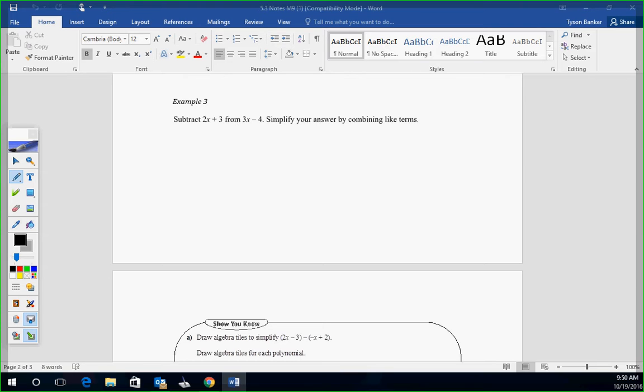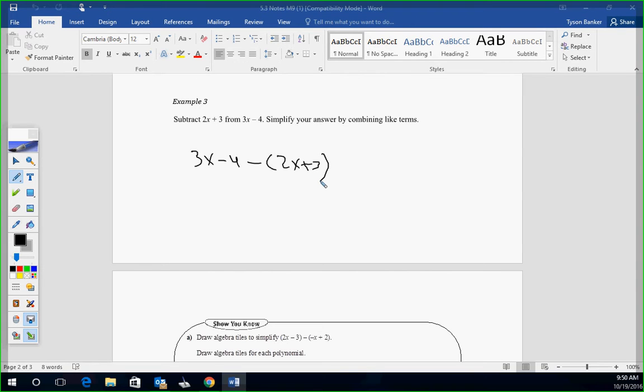Okay, subtract 2x plus 3 from 3x minus 4. A lot of you are going to write this out wrong the first time. It says from 3x minus 4, so you should write 3x minus 4 first. You're subtracting 2x plus 3 from it. That's how it should be written, because it says subtract 2x plus 3 from 3x minus 4. If I told you to subtract 8 from 9, you'd go 9 minus 8.